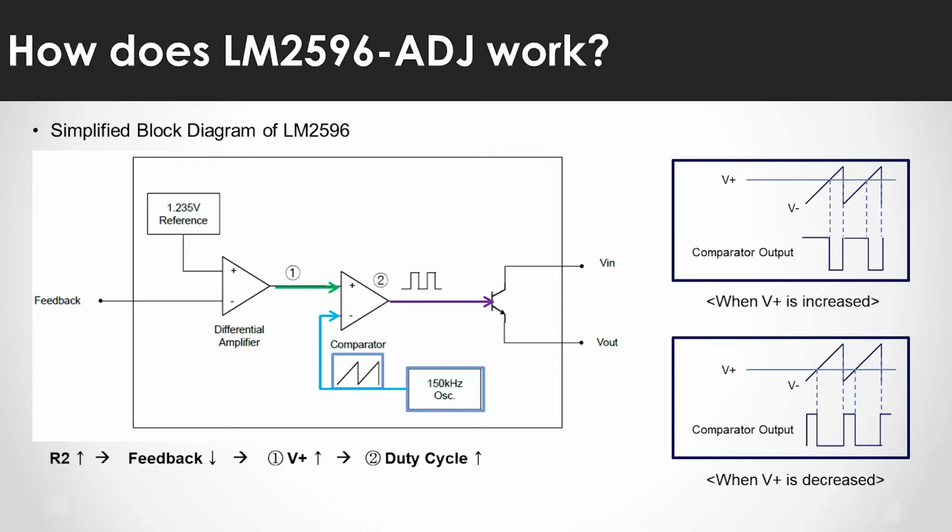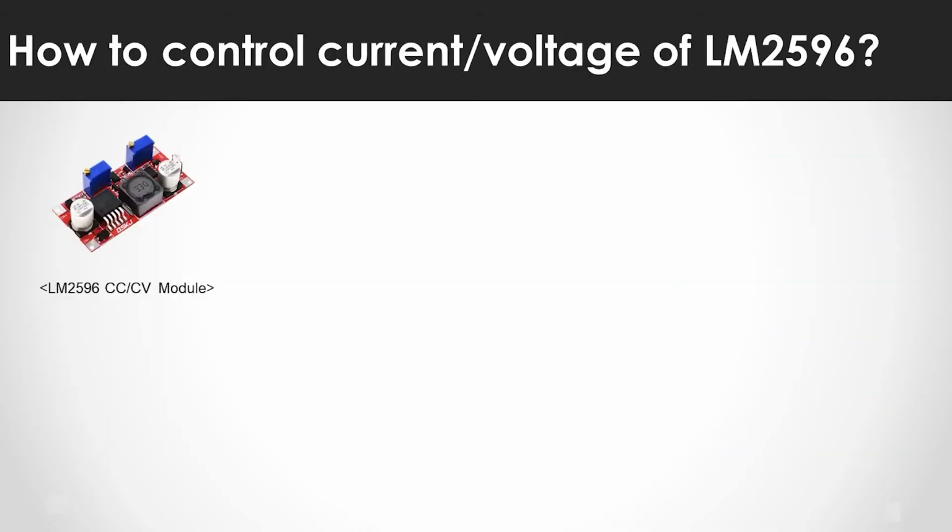The longer the high pulse, the longer the transistor is on, so the output voltage rises. The longer the low pulse, the shorter the time the transistor is on, so the output voltage will drop. Because of this principle, when R2 rises, the feedback voltage decreases and the output voltage rises. The opposite also applies. According to what we saw on the previous page, this device could only control the output voltage through the feedback pin.